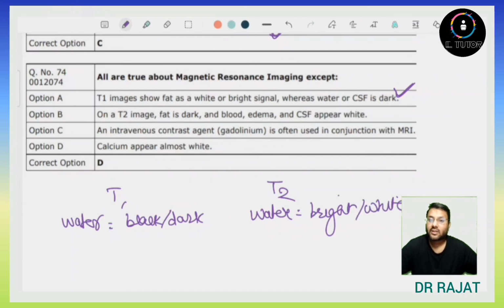On T2 imaging fat is dark and CSF appears white. This is again true. An intravenous contrast agent such as gadolinium is often used in conjunction with MRI. This is also true. So we do gadolinium enhanced MRI in various cases. And calcium appears almost white. No, this is not true. So answer here will be option number D. Calcium will appear dark on MRI.